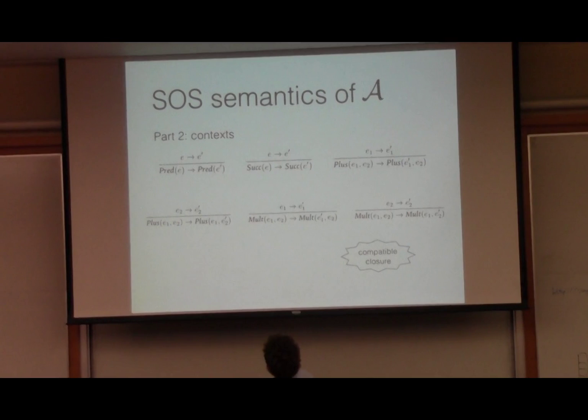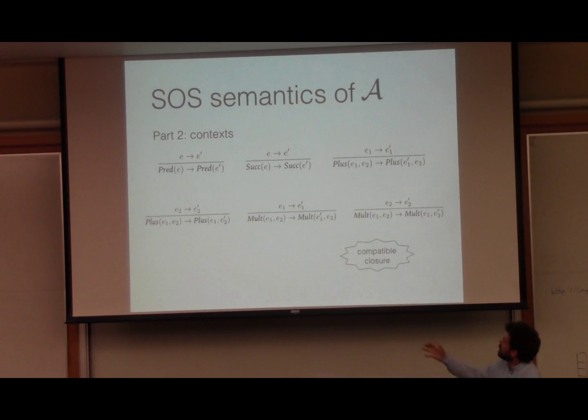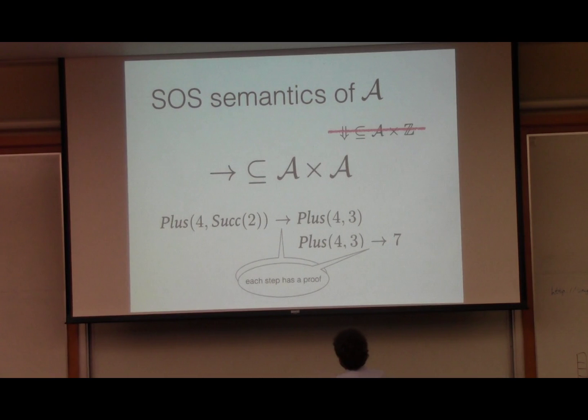Right, if you have a predecessor of some expression, and that expression can take a step, then the whole thing takes a step to the predecessor of the thing that you step to inside, okay? And you do this for all the constructors in your language and in each of the positions for sub-expressions. So we have a rule for multiply that says you can make progress on the left sub-expression or you can make progress on the right sub-expression. Okay, and now we've built up the one-step reduction relation that relates that expression to that one and that expression to 7.